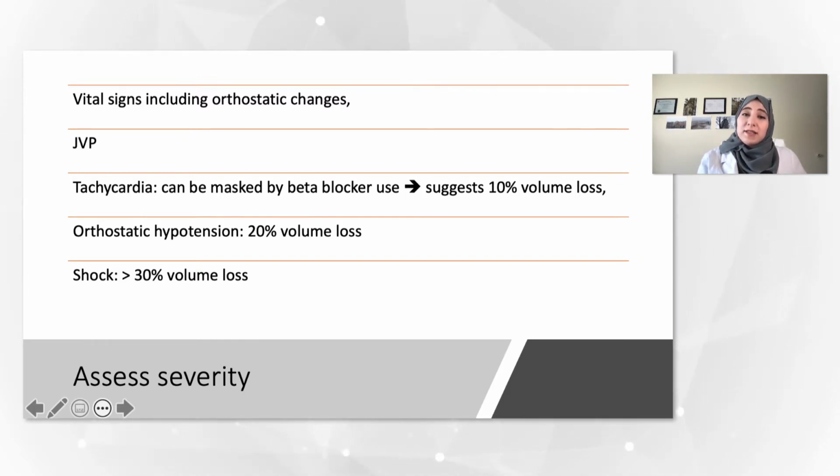So if the patient has tachycardia, which can sometimes be masked by a patient taking a beta blocker, this means that this patient has lost 10% of his blood. If the patient has orthostatic hypotension, means that they lost 20% of their volume. If they present with shock, this means that they have lost 30% of their volume.